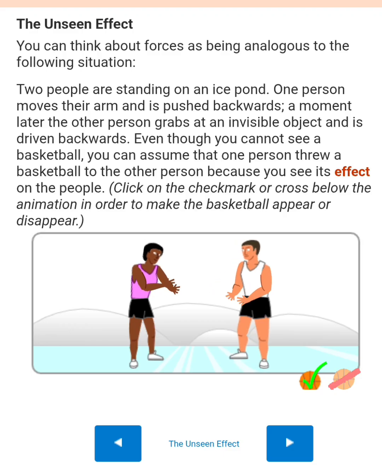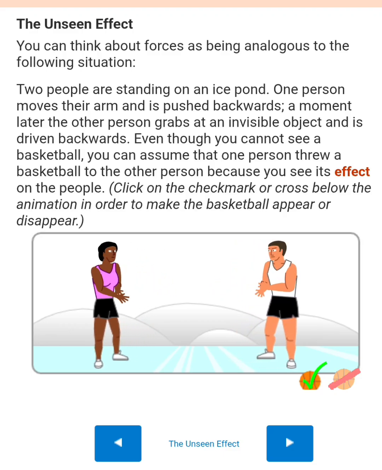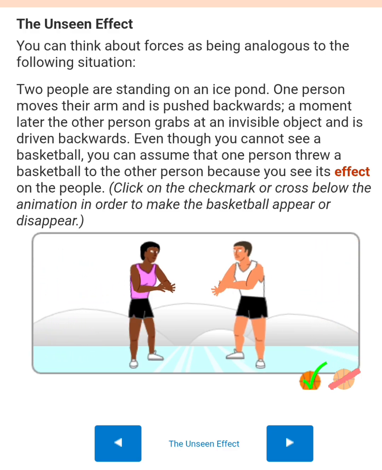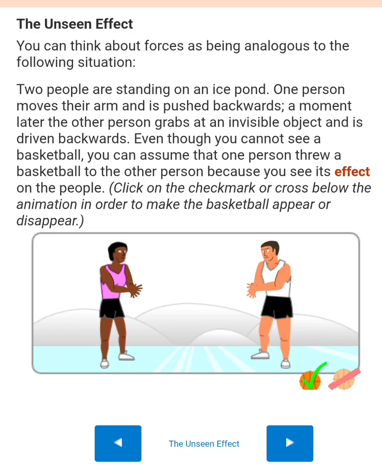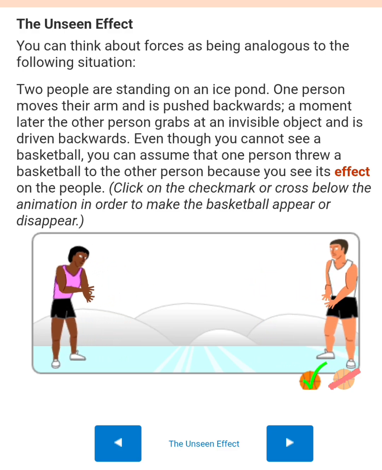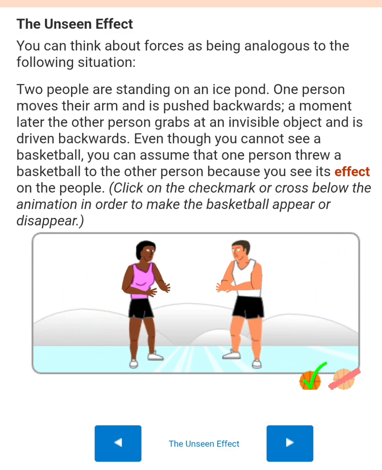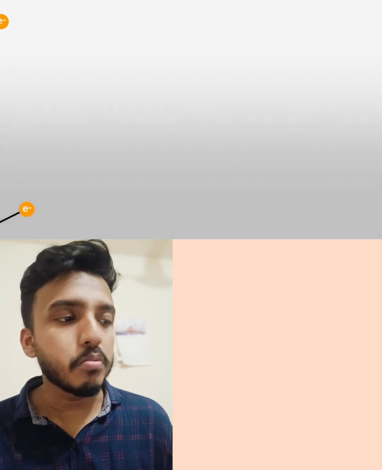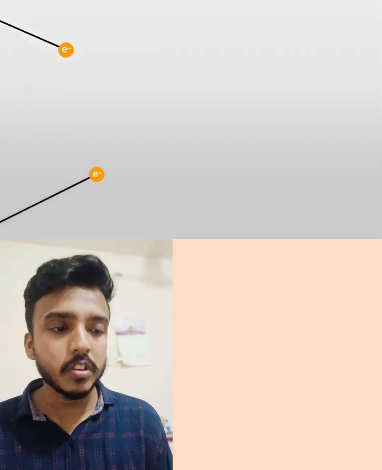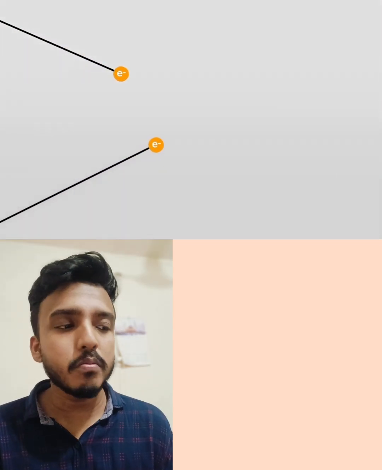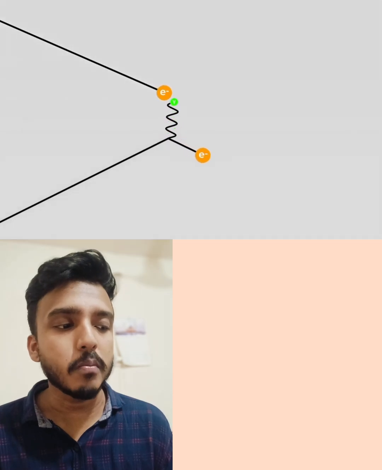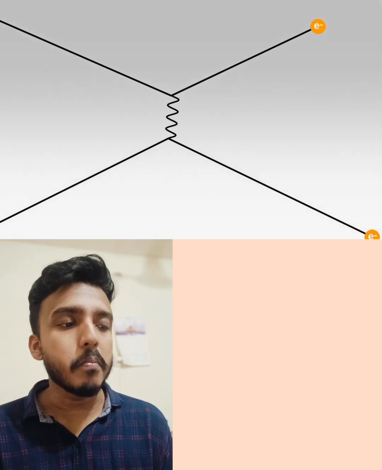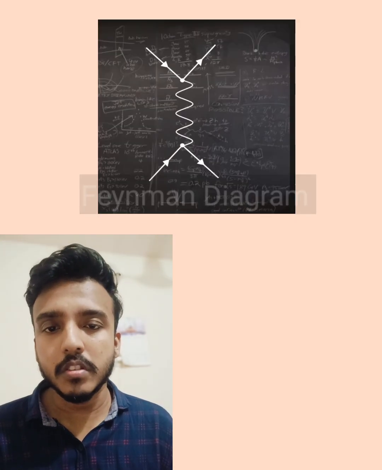Now consider that we can't see the ball, that is, it is invisible. Then from an external point of view, we would consider this a mysterious invisible force, just like the invisible electrostatic force. Now take this analogy to the electrostatic repulsion of two electrons. Here the virtual photon is transferring the momentum just like the ball. And this can be explained better using Feynman diagrams.